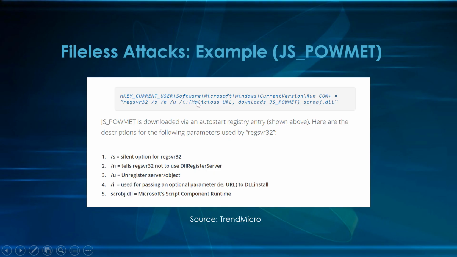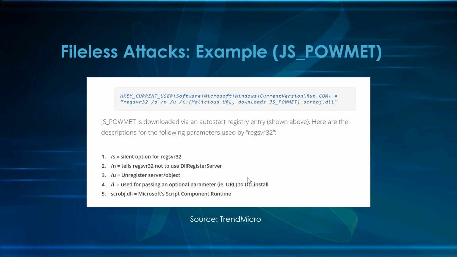In here, he puts the malware link, the malware URL, like http:// then malware domain, then / then the name of the malware, and this parameter is being sent to scrobj.dll, and this is the Microsoft Script Component Runtime, and it's mainly used to load a COM component. What it does is follow that malicious link and download the file. Mostly this file ends with .sct, and it is an XML file that describes the object that is being loaded by this Microsoft Script Component Runtime.